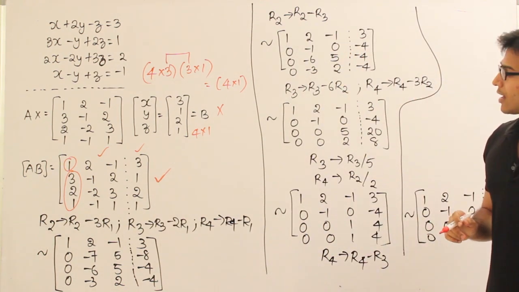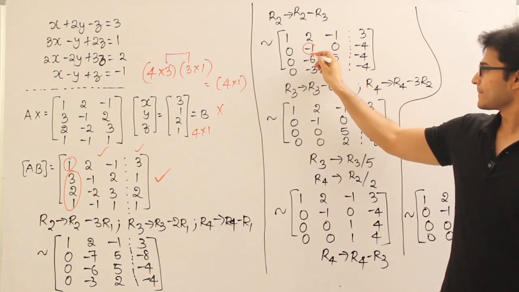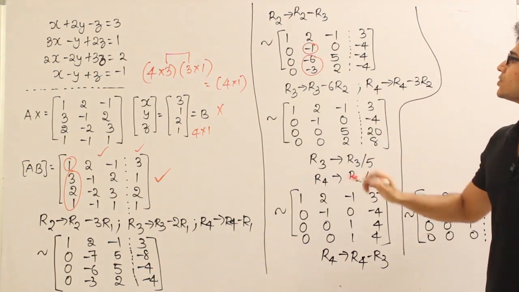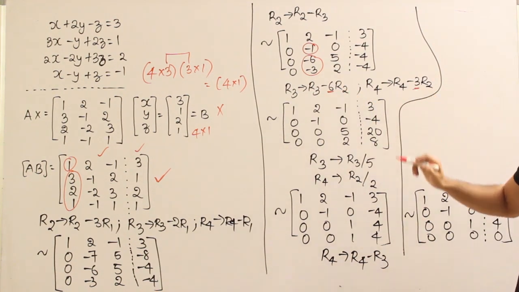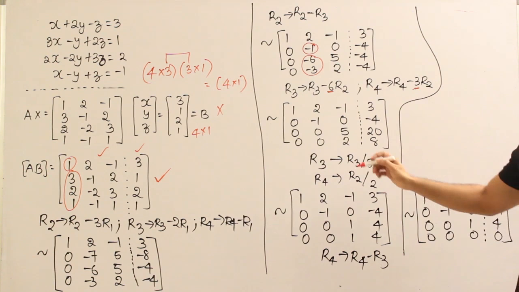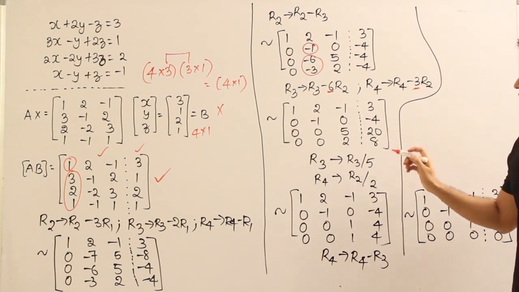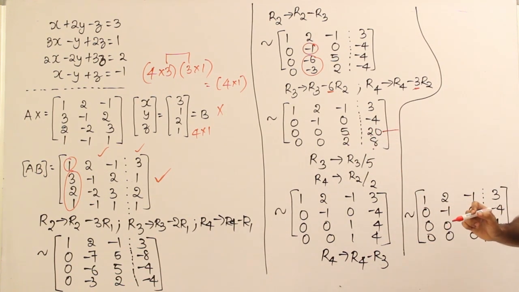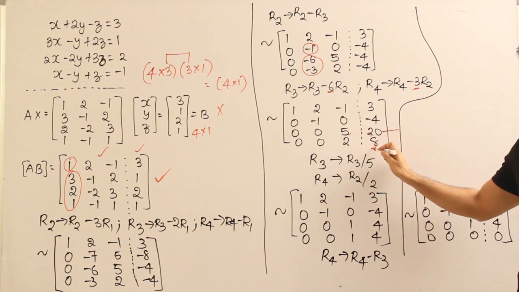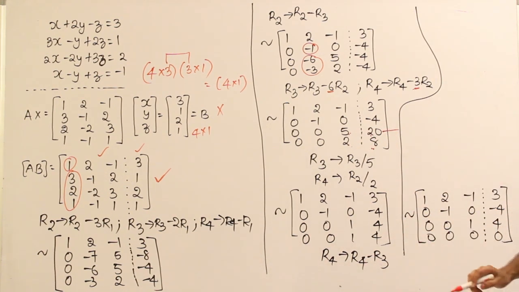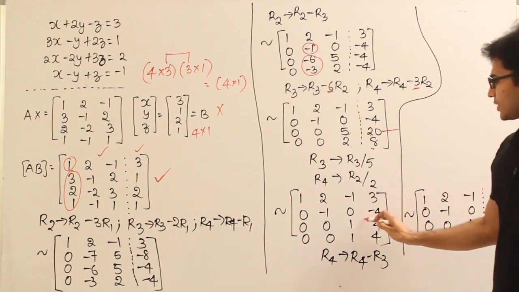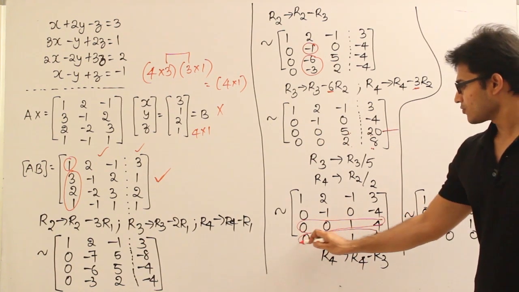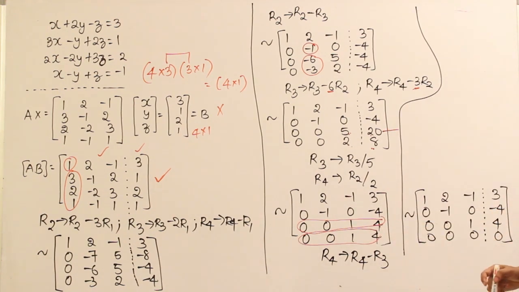And next I'll use this one in order to make these elements zeros. I'm trying to multiply them with corresponding numbers and then apply the transformations. Then I got this. If you observe it, these two elements are multiples of 5 and these two elements are multiples of 2. So I'll divide this one by 5 and this one by 2. Then I got this. And from here I'll take the third row and subtract it from the fourth row. Then I get all zeros. So this is the final matrix we got, which is in echelon form, right?